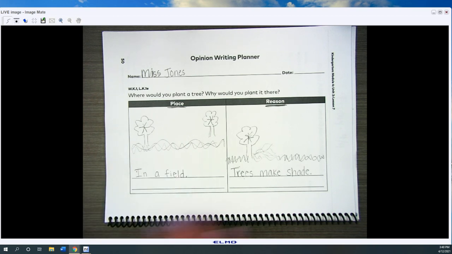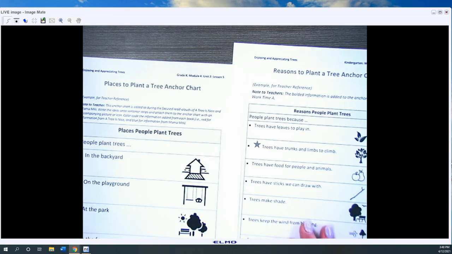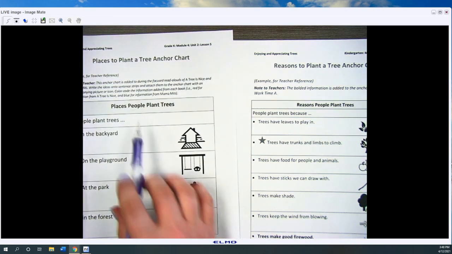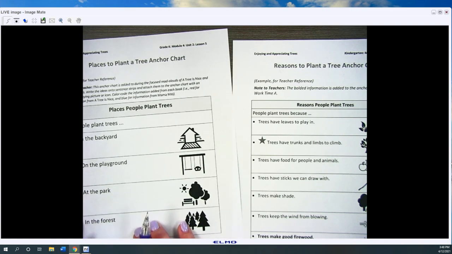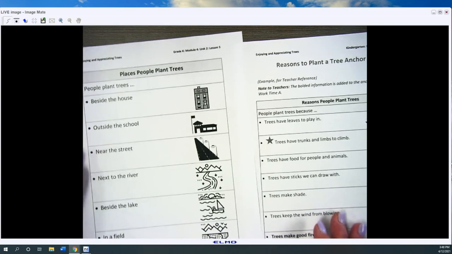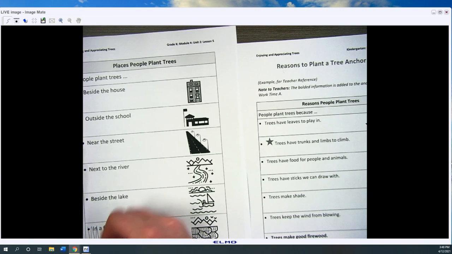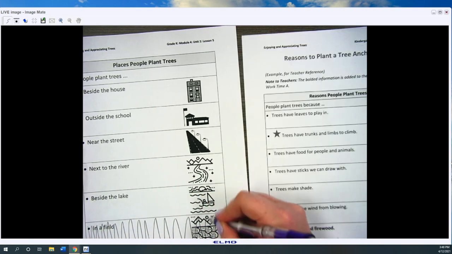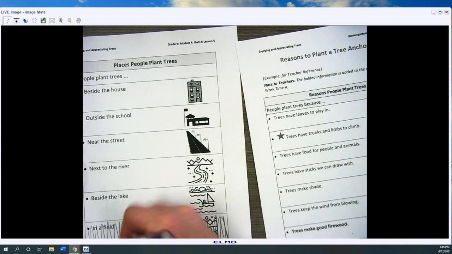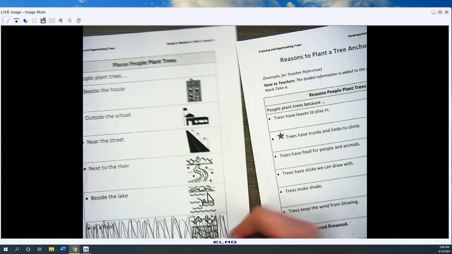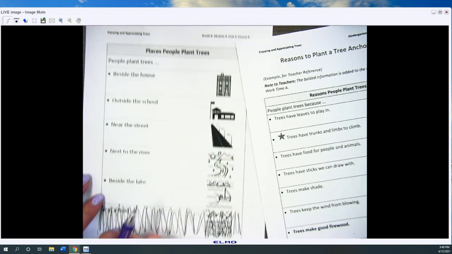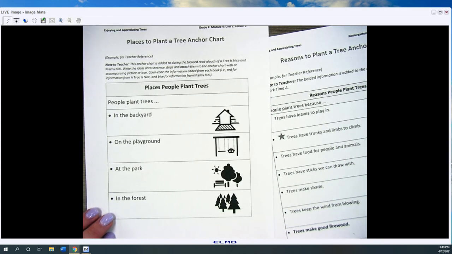Now you will plan your own opinion statement using any of the remaining ideas from the places to plant a tree anchor chart. And remember, you have to select a reason from the reasons to plant a tree anchor chart that matches your opinion. So like I said, places people plant trees, you can pick any of these except for in a field. I used that one today, so now it's your turn to pick something different. So you can't use in a field. You can use any of the other ones, that side or this side, okay?